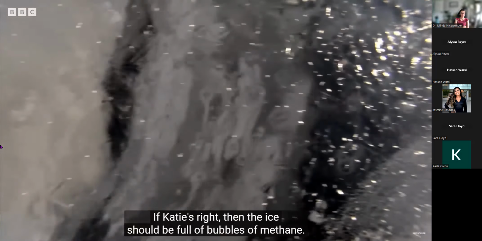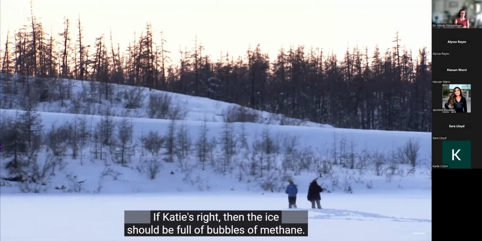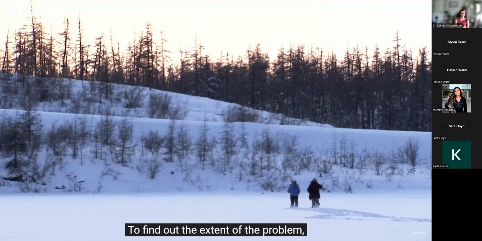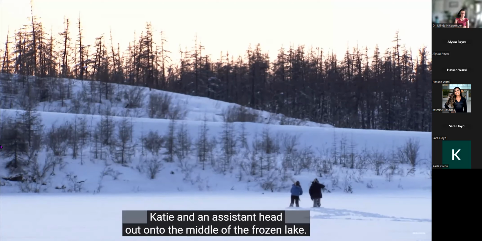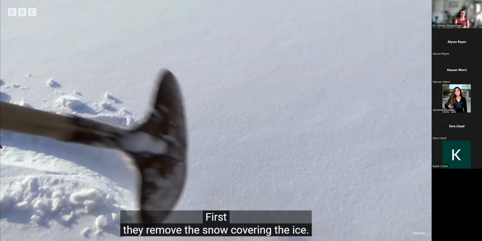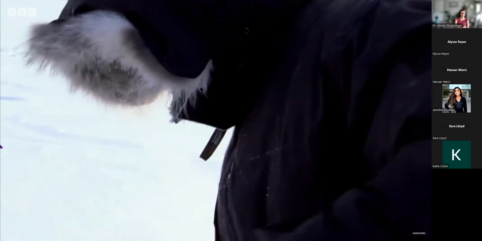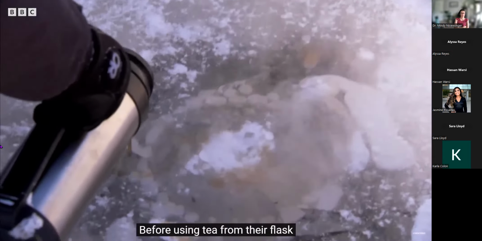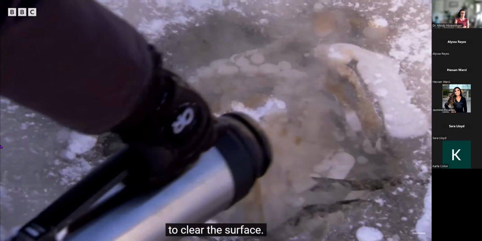If Katie's right, then the ice should be full of bubbles of methane. To find out the extent of the problem, Katie and an assistant head out onto the middle of the frozen lake. First, they remove the snow covering the ice, before using tea from their flask to clear the surface.